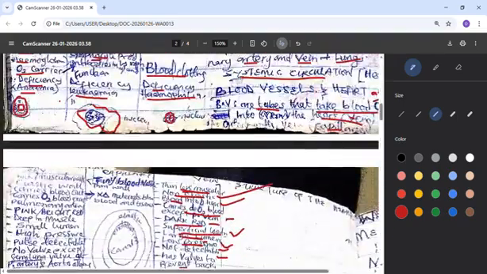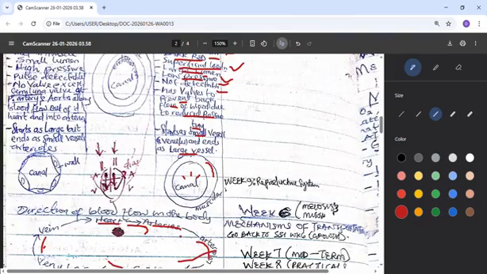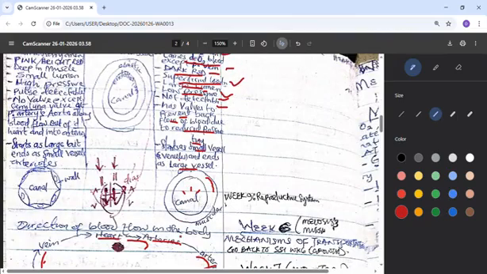So here we have looked at the circulatory system, which has to do with the heart and the blood.